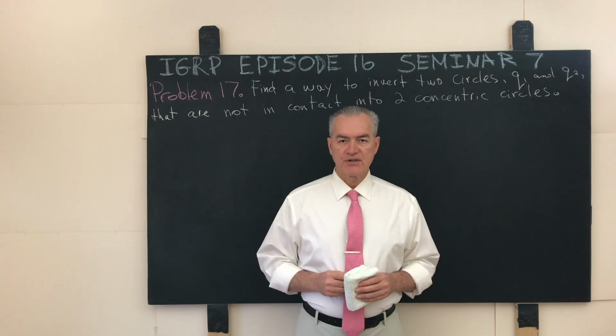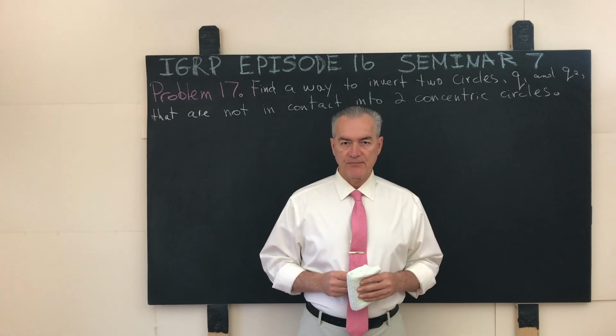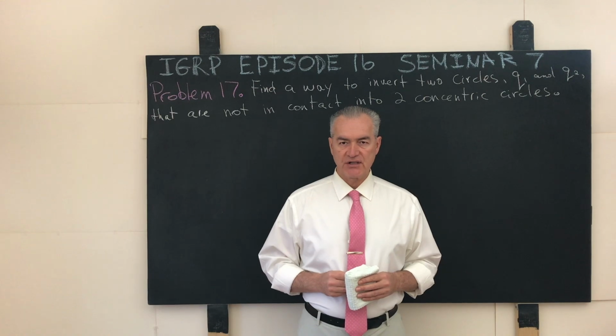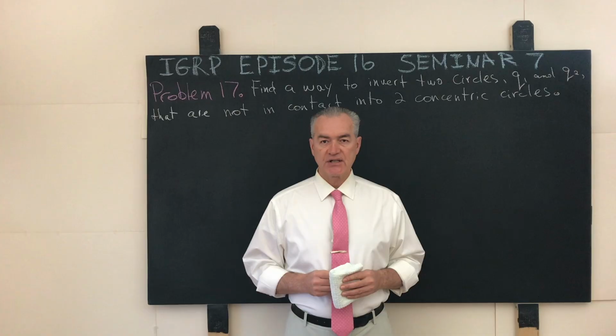Welcome to an elementary synthetic geometry-based introduction to inversion of the real plane with respect to a circle course, episode 16, seminar 7, in which we will solve our next problem, number 17, the objective of which is to find a way to invert two coplanar distinct circles that are not in contact into two circles that are concentric.